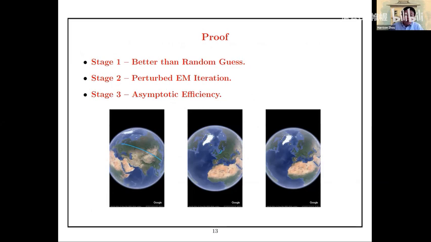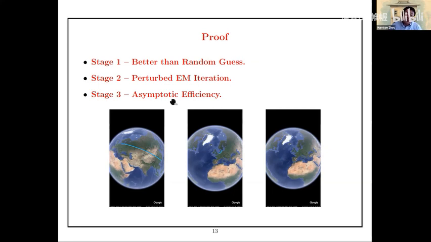Okay, the proof has 3 stages. The most difficult stage is stage 1. If we pick a random initializer from the sphere, the random initializer would be nearly orthogonal to the truth. That's the first step, right? And then we hope that after stage 1, the angle would become less than 90 degrees, like 89 degrees. That's what we hope to prove after stage 1. That's the most difficult proof.